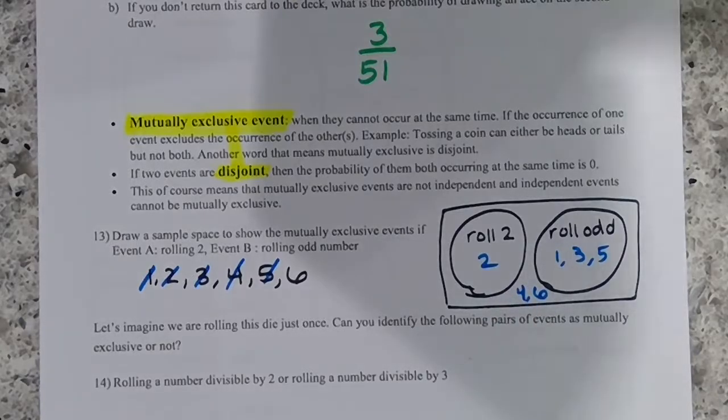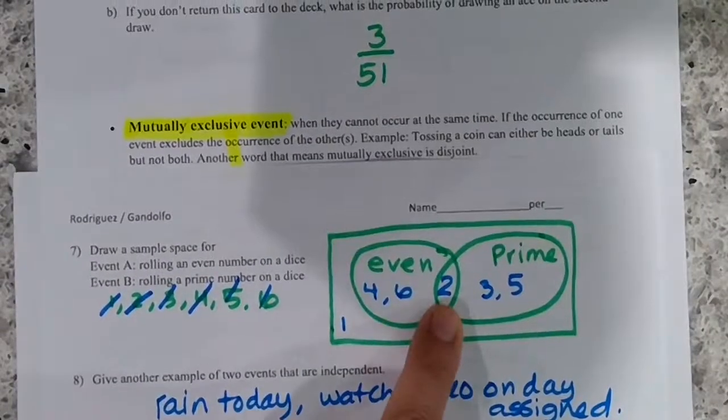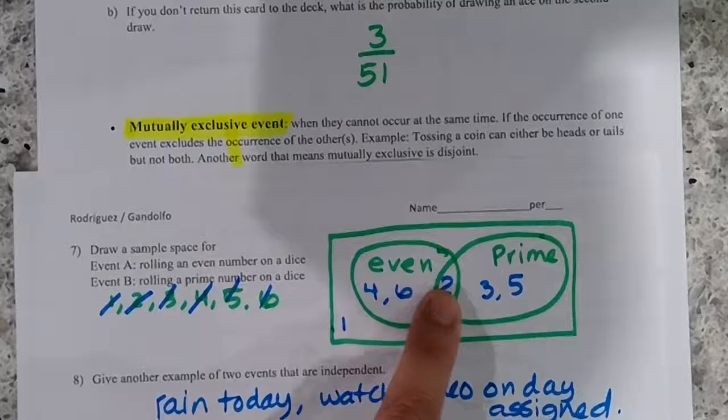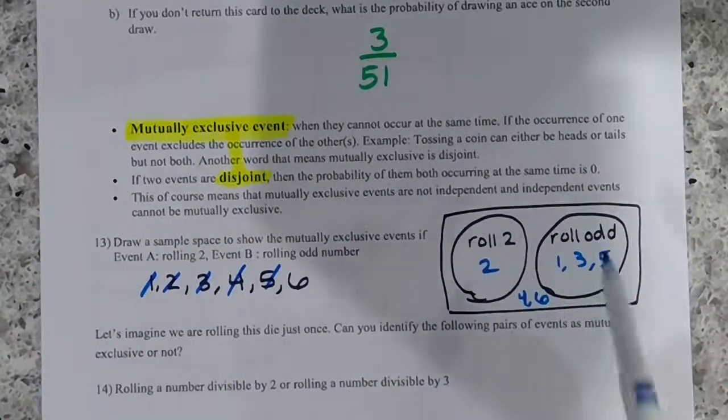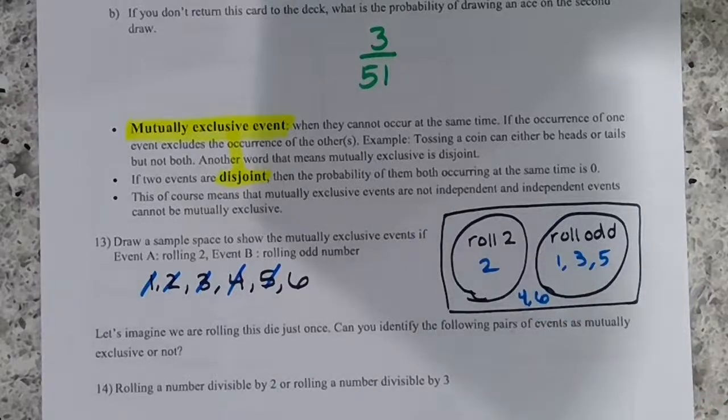Okay, so that's what a sample space looks like. On the other ones, remember that we had an intersection of the two? Yeah, so when we did this one, we did have something that held something in common. Mutually exclusive means that they do not have anything in common. They won't have that middle intersecting part.